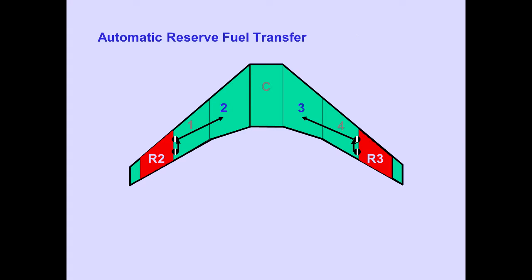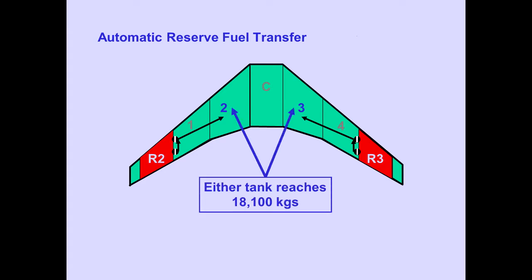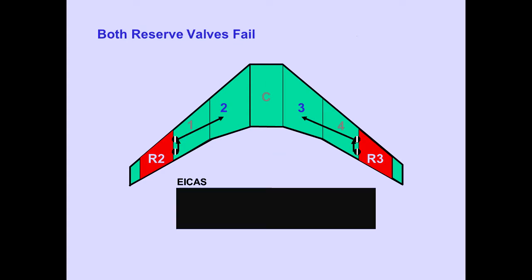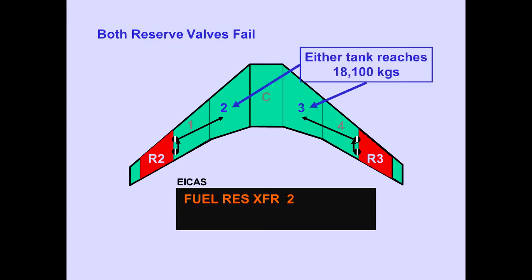Reserve fuel transfers automatically. Each reserve tank has 2 reserve transfer valves that feed a single fuel transfer line. When main tank 2 or 3 quantity reaches approximately 18,100 kilograms, system logic automatically opens the valves in both reserve tanks and allows fuel to flow from the reserve tanks to the inboard main tanks. The ICASS advisory message, Fuel Reserve Transfer, is displayed when both reserve transfer valves are not in the commanded position.